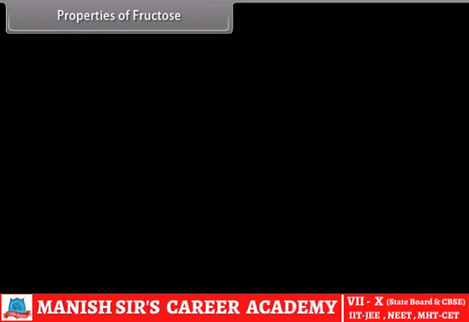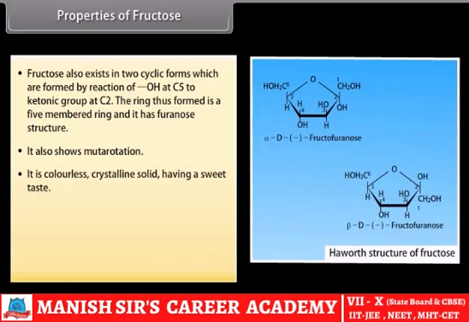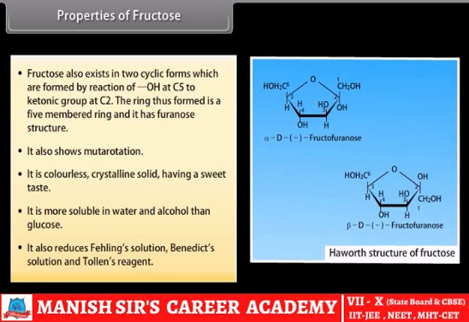Properties of fructose. The important properties of fructose are the following. It also exists in two cyclic forms, which are formed by reaction of the OH at C5 with the ketonic group at C2. The ring thus formed is a 5-membered ring and has furanose structure. It also shows mutarotation. It is a colorless, crystalline solid with a sweet taste. It is more soluble in water and alcohol than glucose. It also reduces Fehling's solution, Benedict's solution and Tollens reagent.